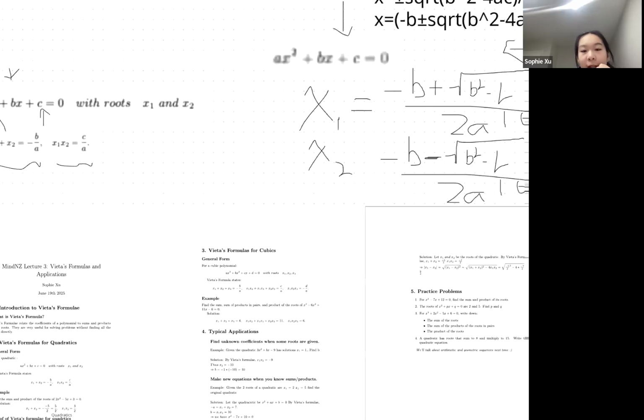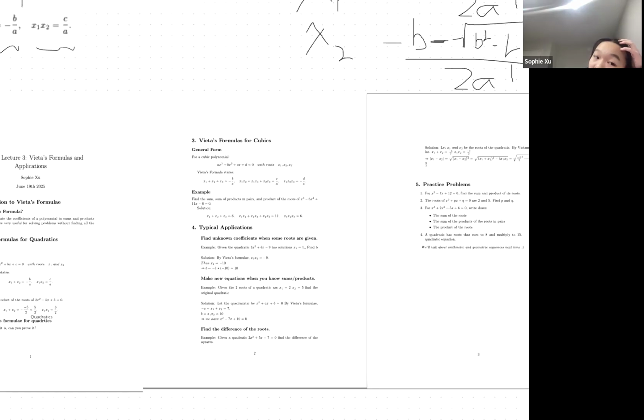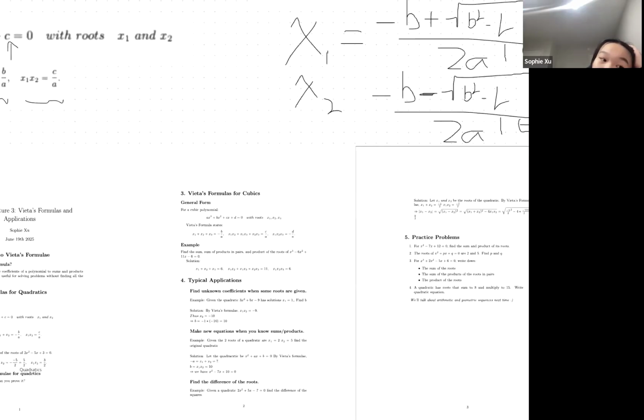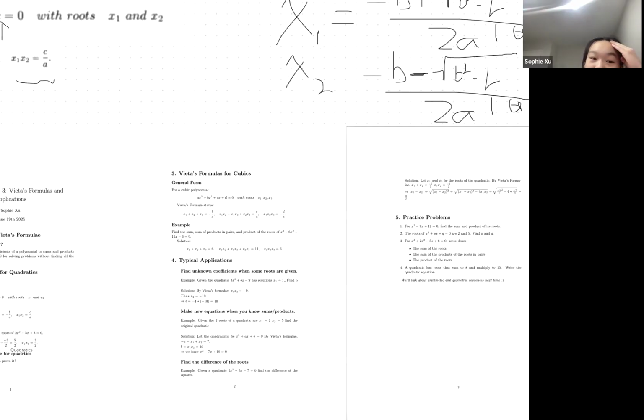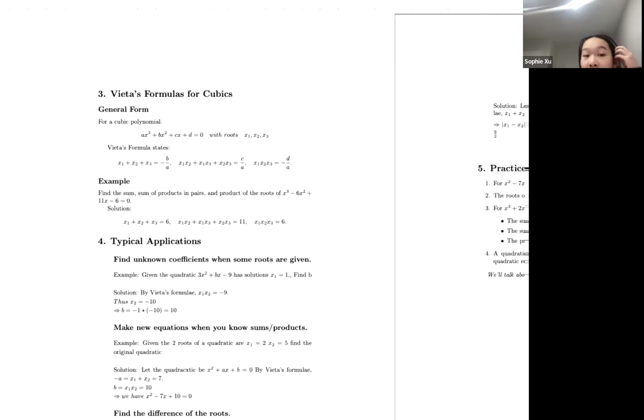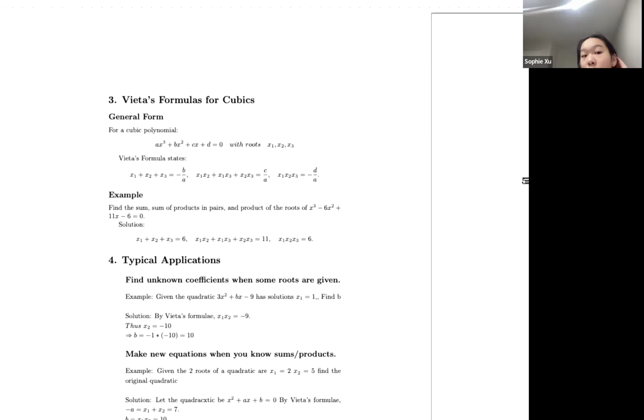Okay, so you might think, if this is Vieta's formula for quadratics, then is there Vieta's formulae for cubics? Okay, this is supposed to be formulae, not formulas. But anyways, it's fine. So yeah, there is Vieta's formulae for cubics.